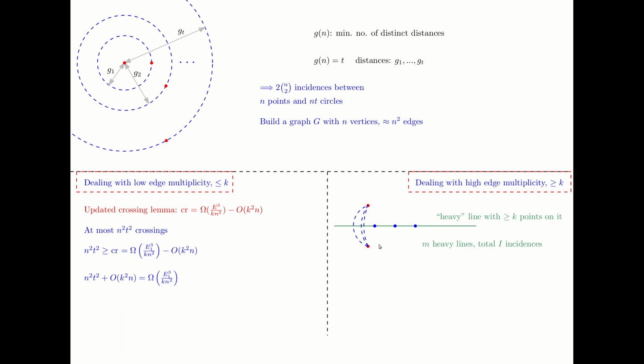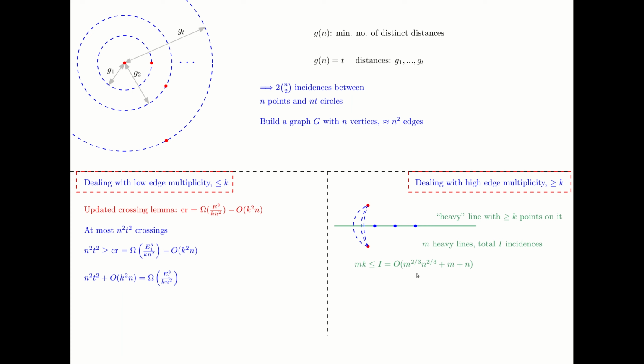We can use the Szemerédi-Trotter theorem. Assume you have m heavy lines in the point set, and these m heavy lines define a total of I incidences between the heavy lines and the points. We have a strict lower bound on the number of incidences, since every heavy line defines at least k incidences, so the number of incidences is at least m times k.